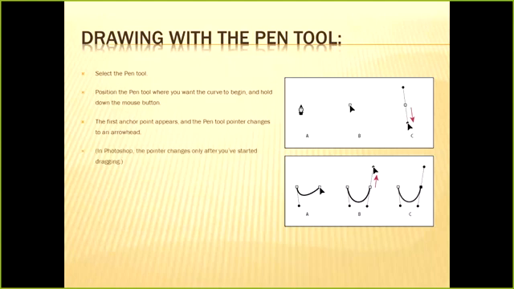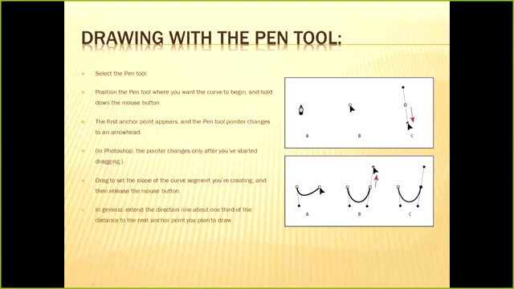In Photoshop, the pointer changes only after you start dragging. Drag to set the slope of the curved segment you are creating, and then release the mouse. So basically what's happening here is you're clicking and dragging. Actually, you're clicking and dragging up to create the downward curve. That's essentially what you're doing there. In general, extend the direction line about 1/3 of the distance of the next anchor point you plan to draw. So it's giving you some idea.